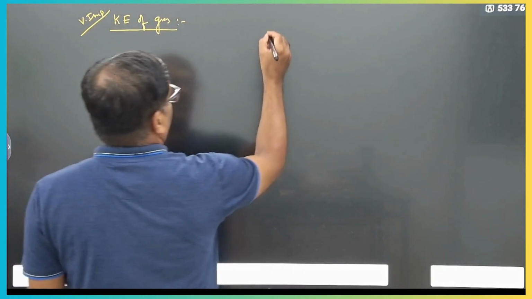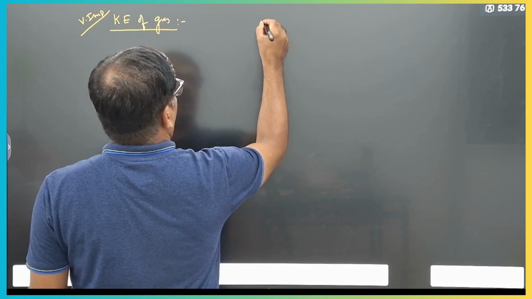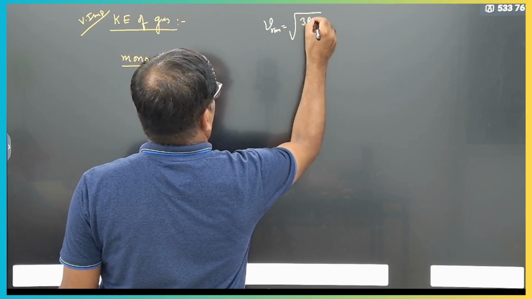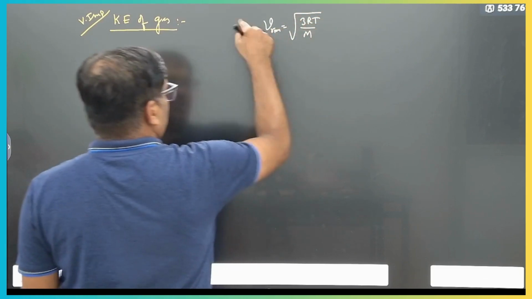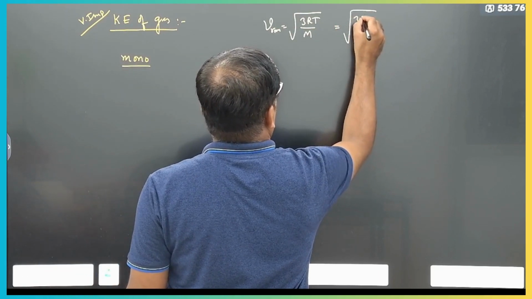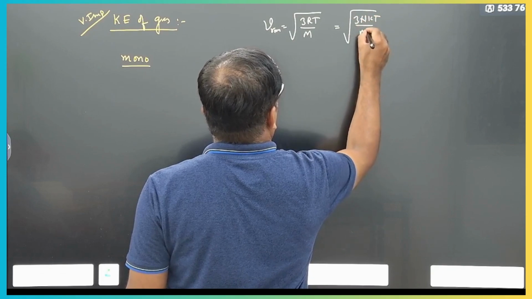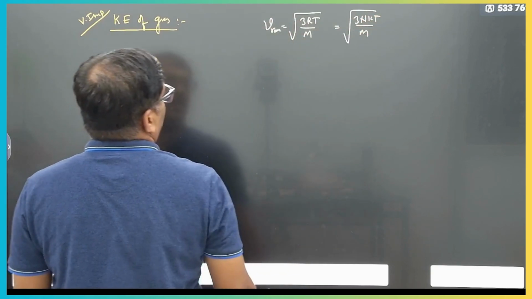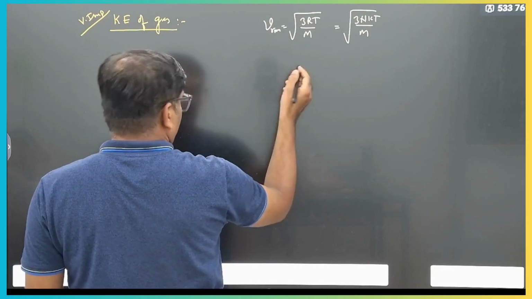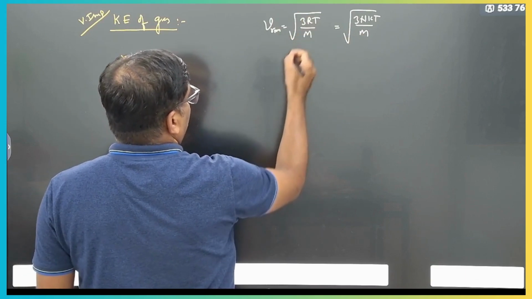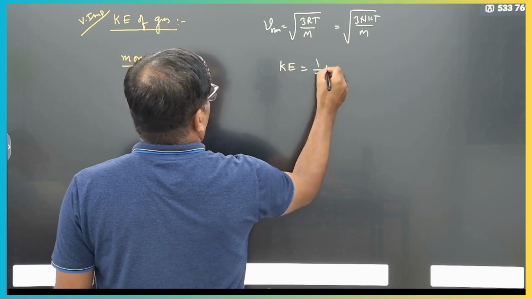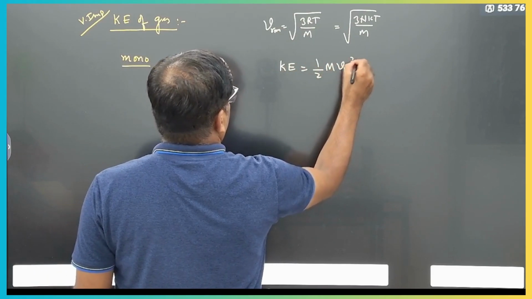We already wrote it. So here, what is the RMS speed? It is directly proportional to the square root of 3RT by M, so 3NkT by M. So what can you write now? For kinetic energy, the formula is half mv square, therefore half m into v RMS square.